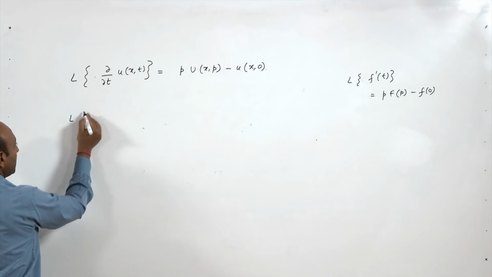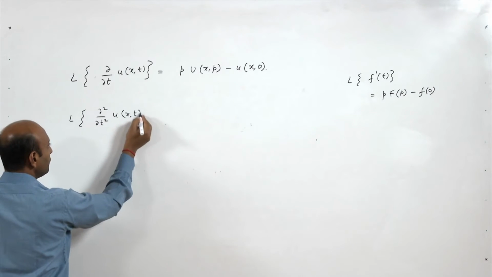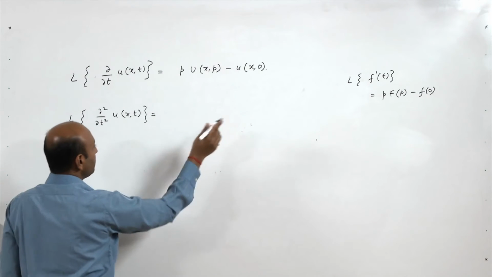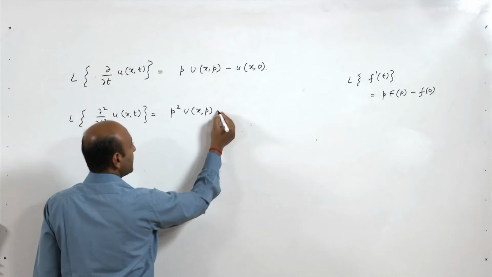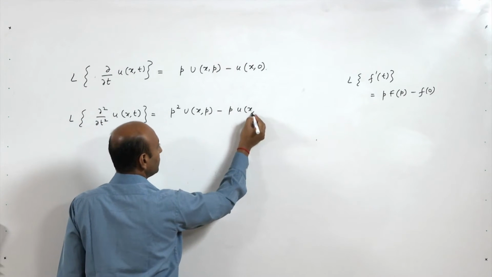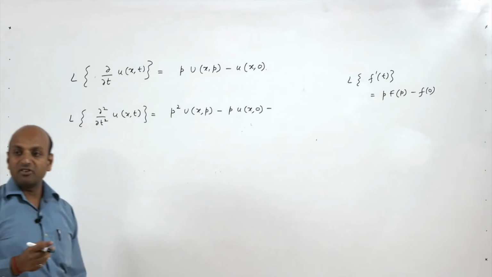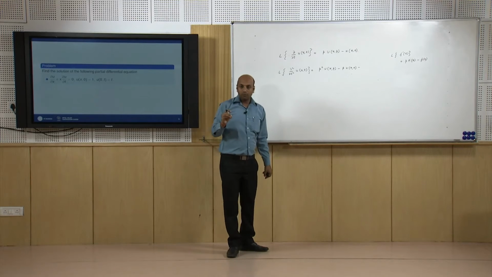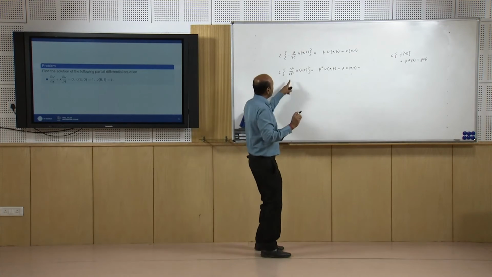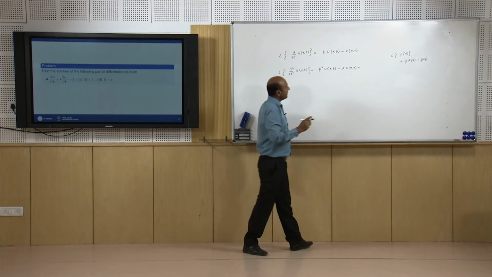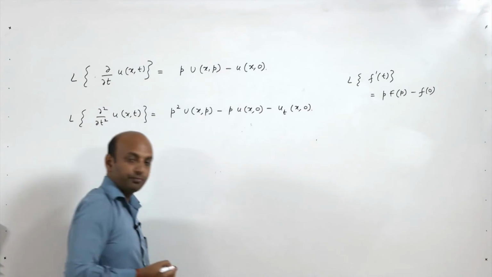Again, suppose you want to find the second order derivative of u(x,t), then by the same concept we can write it as p square U(x,p) minus p into u(x,0) minus u dash, the derivative with respect to the variable for which Laplace transform has been taken. Here we have taken Laplace transform with respect to t, so the derivative with respect to t only, that is u_t(x,0).